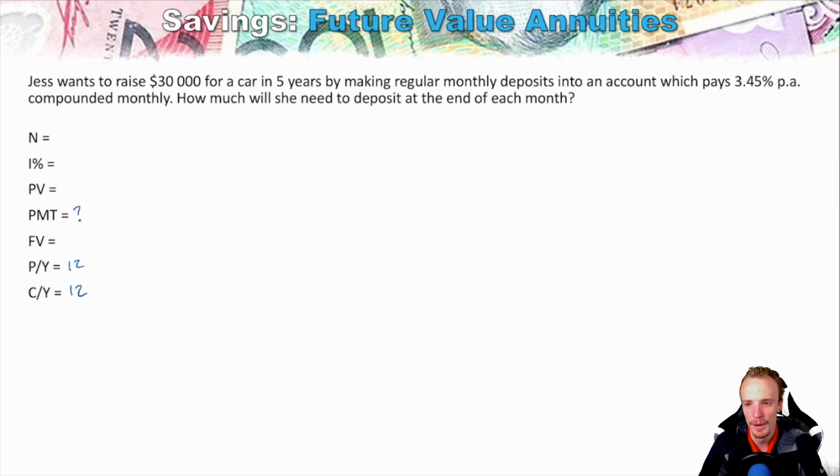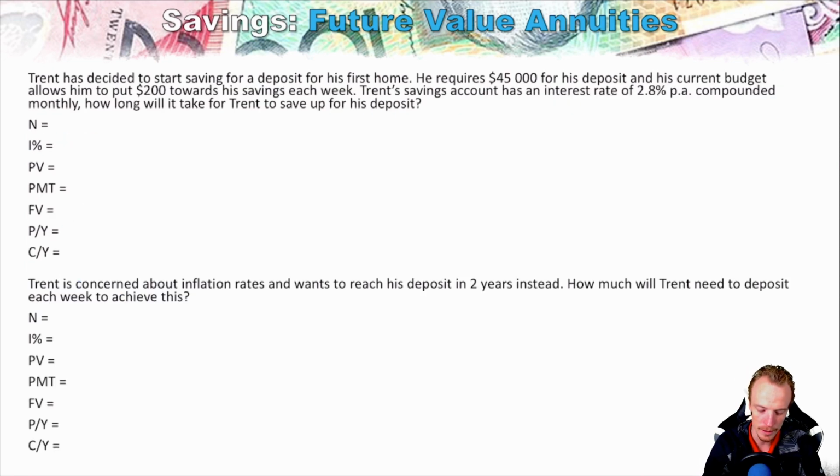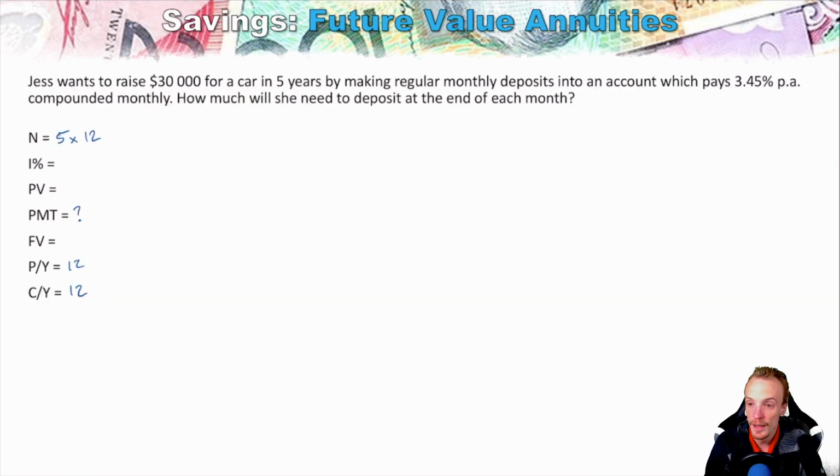It can be a good habit when you're dealing with this and you've got regular payments to actually do the PY and CY first, like I just did here, just because that helps when you're looking at N. So N here, we're looking at 5 years to get our target, and because we're making monthly deposits, that's got to be multiplied by 12. All right, then the interest percentage is 3.45%.